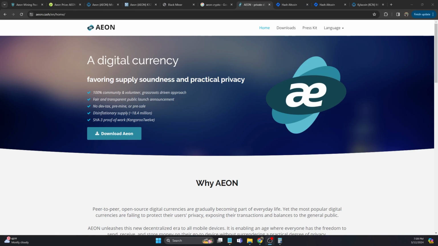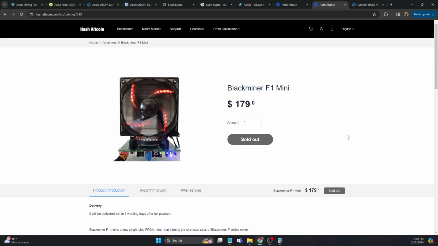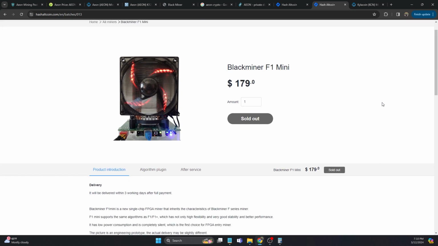Today, I want to briefly talk about Aeon and my strategy for actually one of my older, but definitely one of my favorite FPGAs that I have. And that is the Blackminer F1 Mini. If you're not familiar, the F1 Mini came out, I believe, around 2019. It was released by Hash Altcoin, and they were $179 new. They were really easy to get at that time.